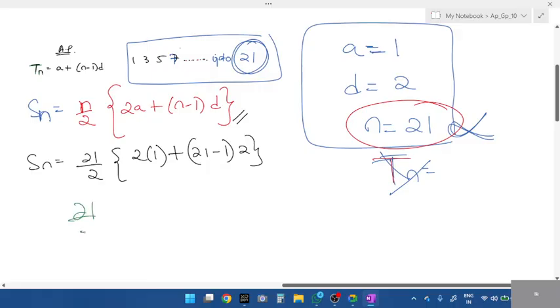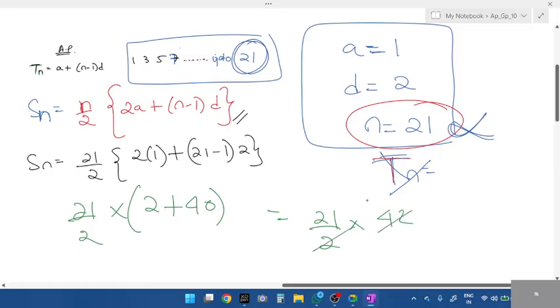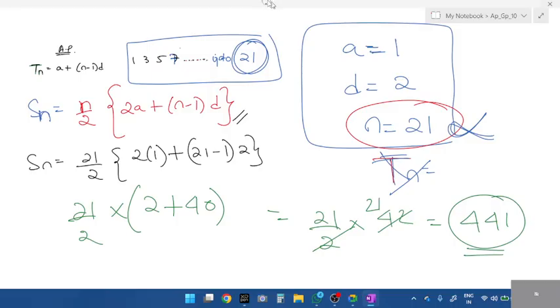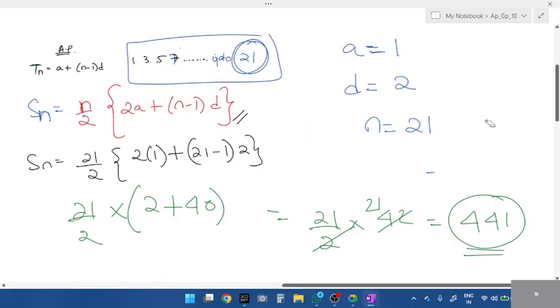Next, we'll start solving. 21 divided by 2 into 2 ones are 2 plus 20 into 2 is 40. What's the answer, students? What is 21 into 21, 21 square? Tell me, 21 square is 441, right? The answer is 441. If you add all the numbers from 1 up to 21, what do you get? 441. Is this clear? Did you understand?